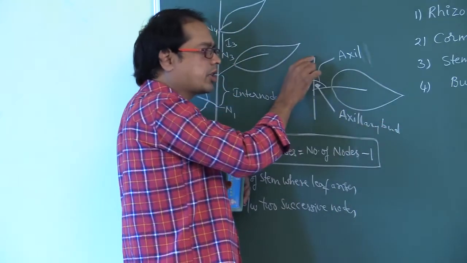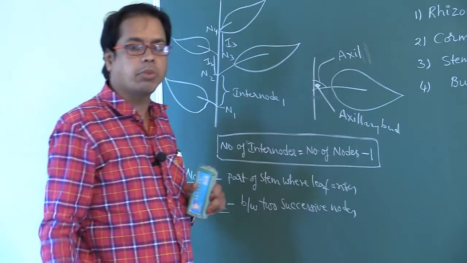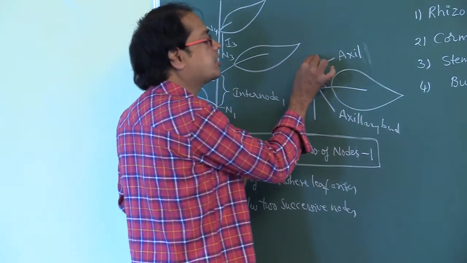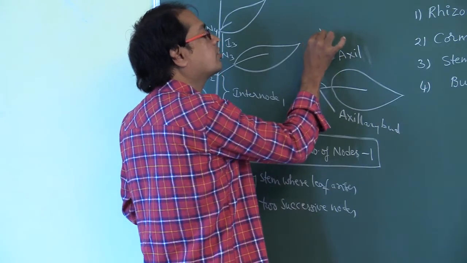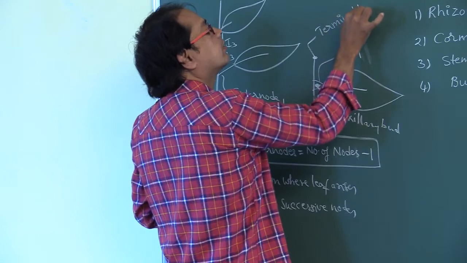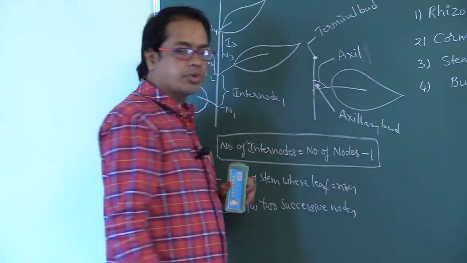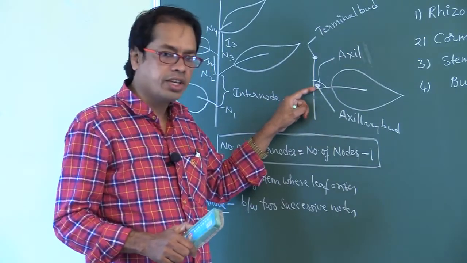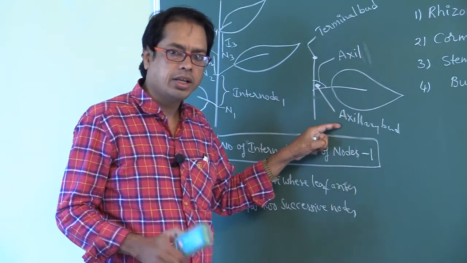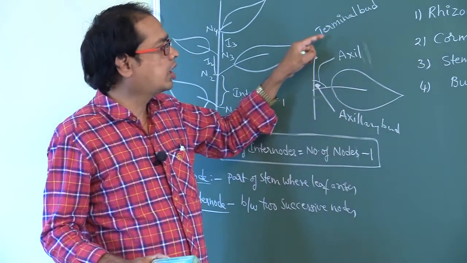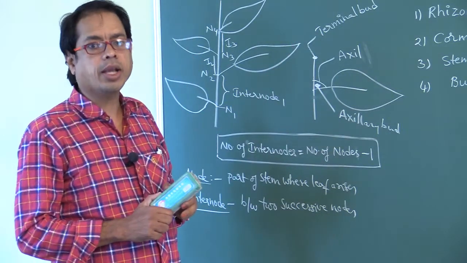If the bud is present at the stem tip, it is called a terminal bud, also called an apical bud. So how many types of buds are there? If the bud is present in the axil of a leaf, it is called an axillary bud. If the bud is present at the tip of the stem, it is called a terminal bud or apical bud.